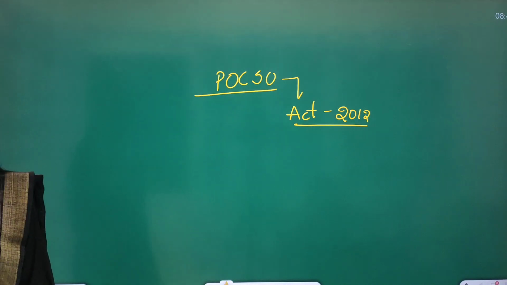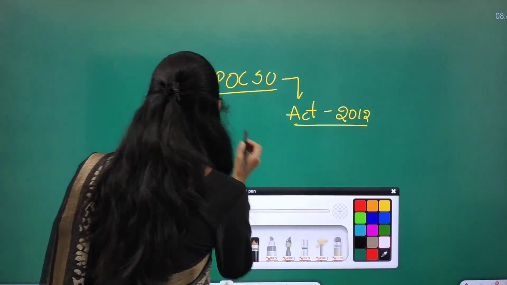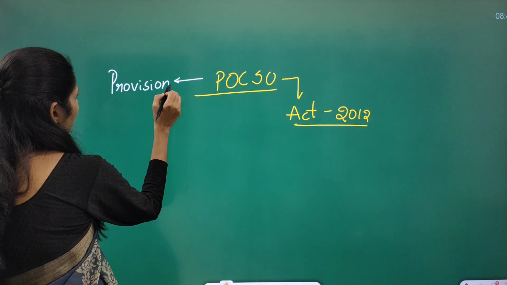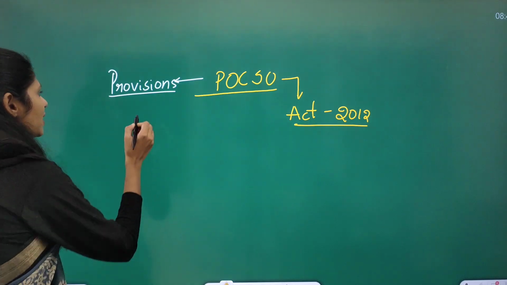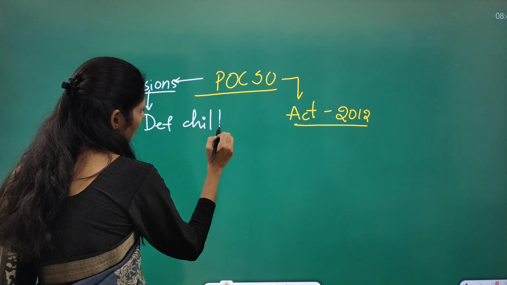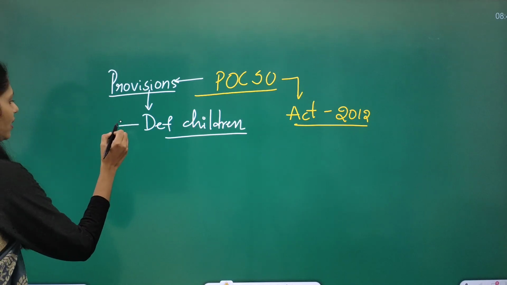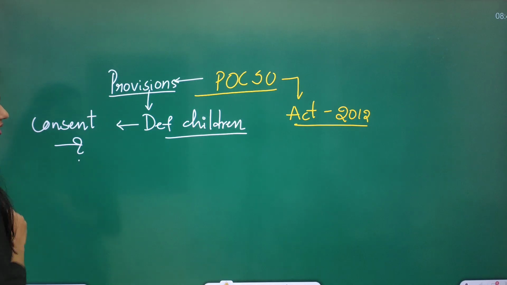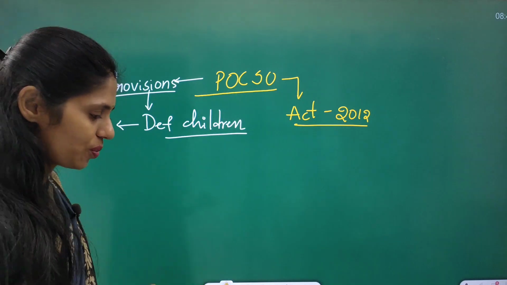Here I will tell you in how many dimensions you can think about this topic. First of all, you have to see what the provisions of this POCSO Act are, and especially there is one controversy regarding the definition of children. So who are children according to this act? And even consent. Consent is also seen in the news, and there is a controversy going on regarding this POCSO.